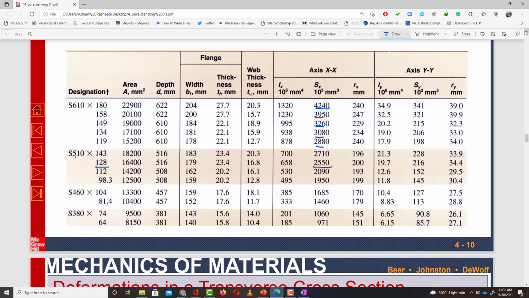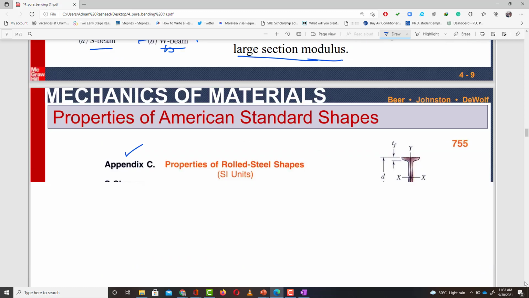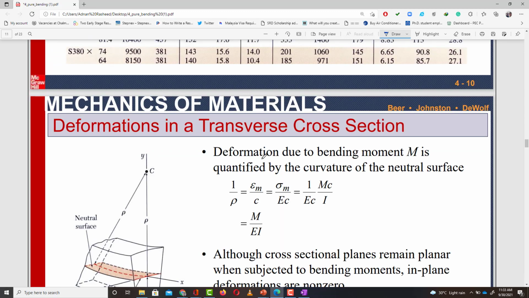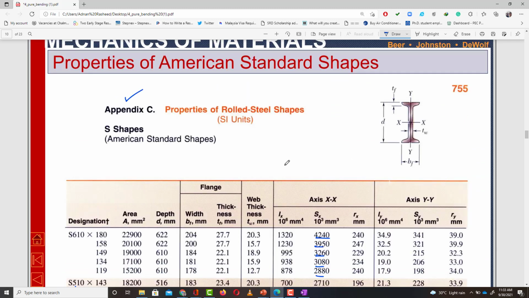Now this is the property table of American Standard Shapes, and this is available at the end of the book. So the shape, this short flange beam, you can see this is the beam, this is BF. BF means width of the flange. D is the height of the beam. TF is the thickness of flange. TW is the thickness of web. This is x-axis, this is y-axis.